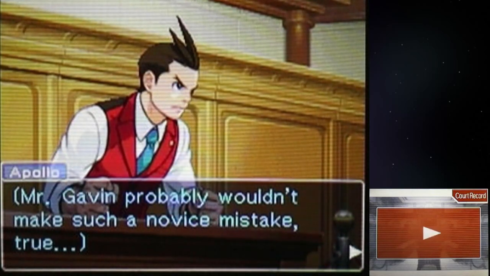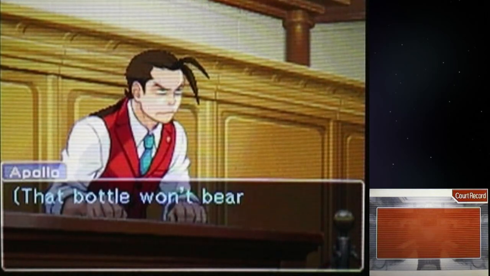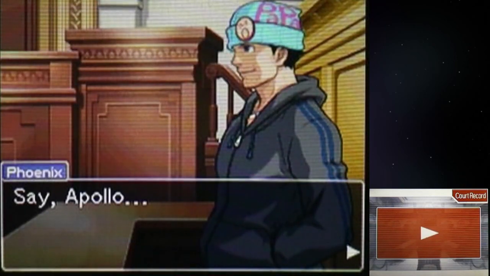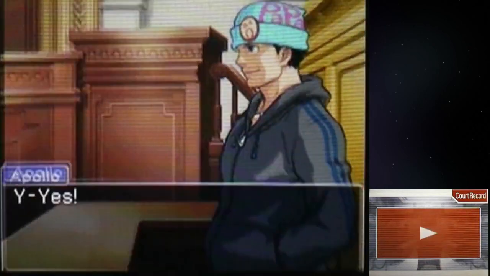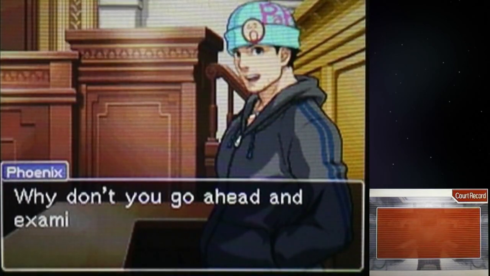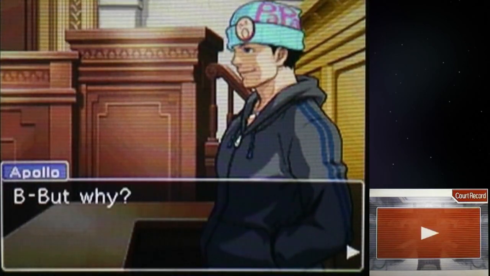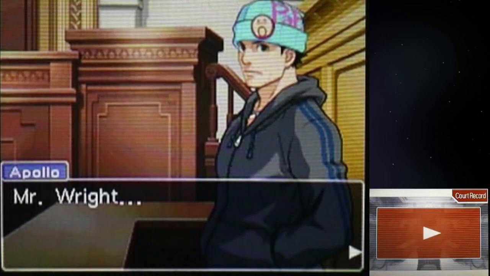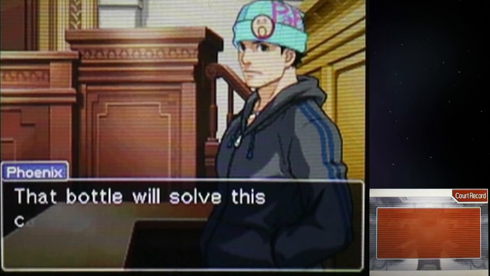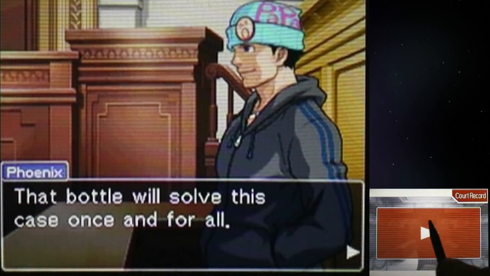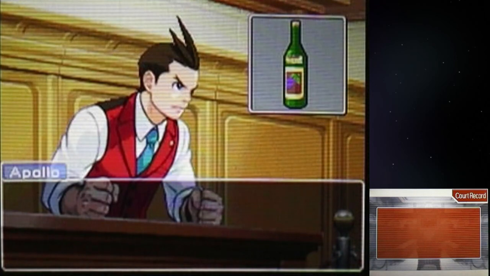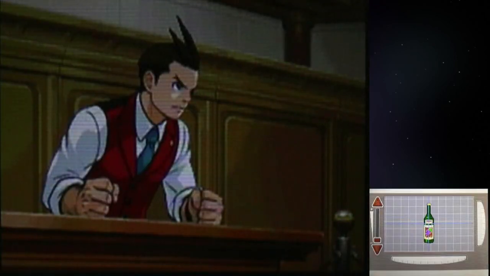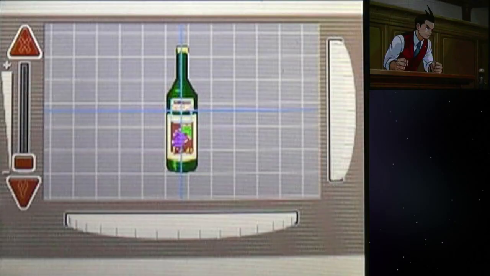Mr. Gavin probably wouldn't make such a novice mistake, true. That bottle won't bear a trace of anything, except a card. Say, Apollo. Yes? Why don't you go ahead and examine that bottle? But why? Just humor me. Mr. Wright, that bottle will solve this case once and for all. What? That's some bottle. Yes, it is. And I know exactly what it's going to contain.